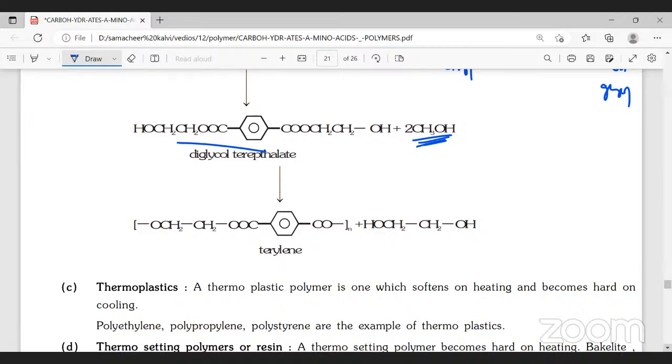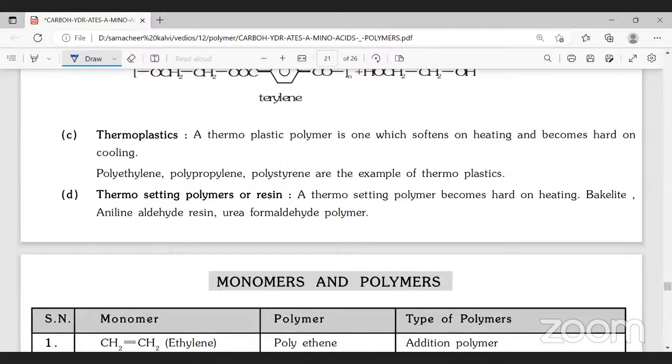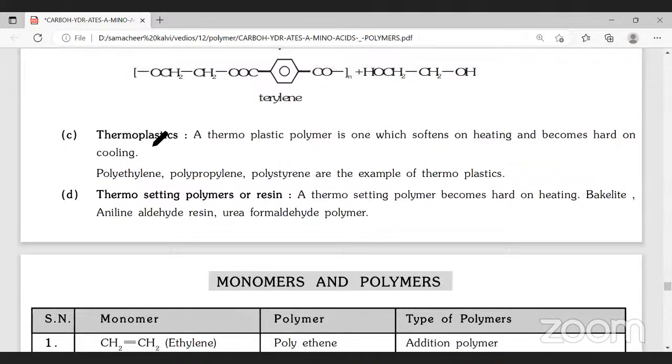Third, based on the molecular forces, it's important we should know thermoplastics and thermosetting plastics. Now, what are thermoplastics? A plastic which softens on heating and becomes hard on cooling is called a thermoplastic. These thermoplastics can be molded into different shapes because on heating it softens. We can mold it to a different shape and cool it, it becomes hard. Polyethylene, polypropylene, polystyrene are examples of thermoplastics.